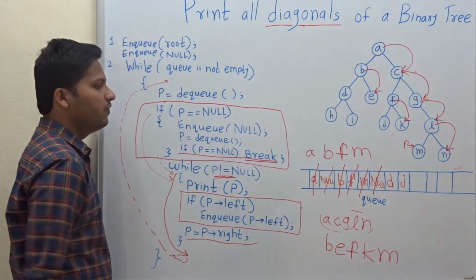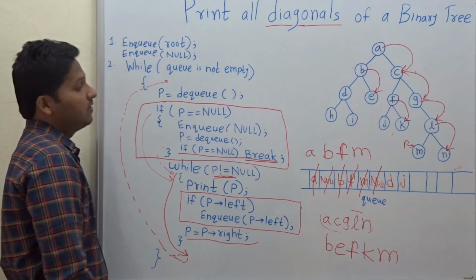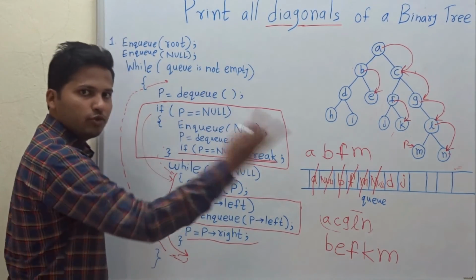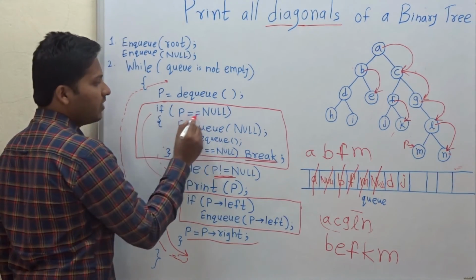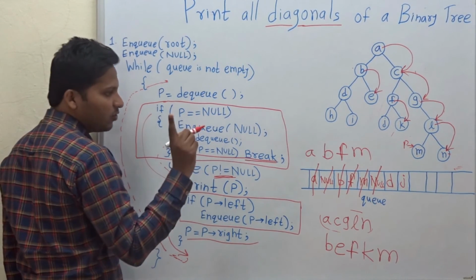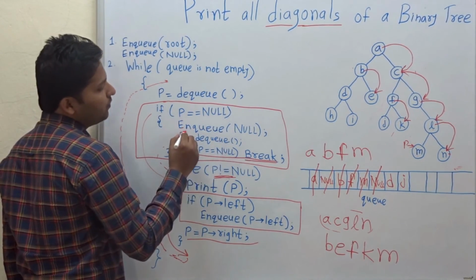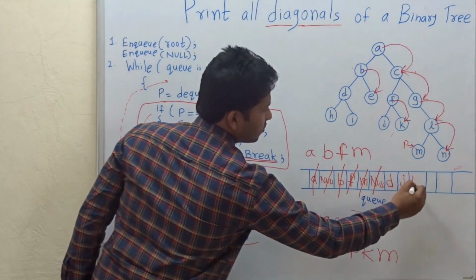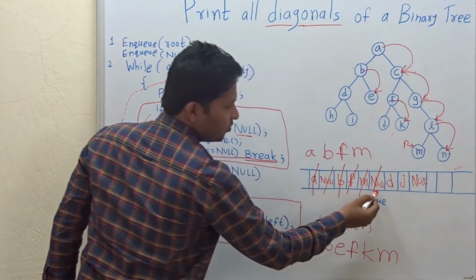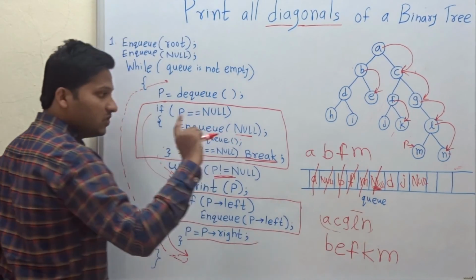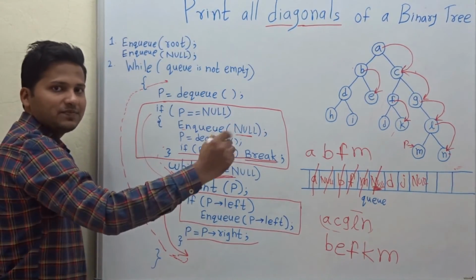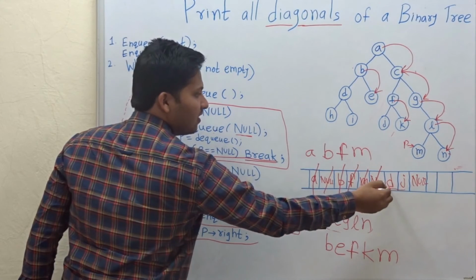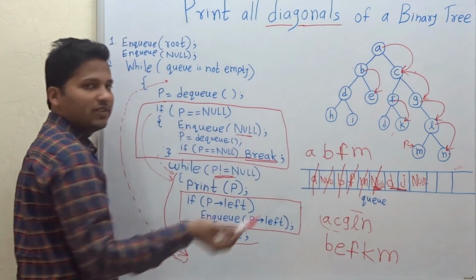So when we dequeue we get null, and when we get null we come to know that the diagonal is over and we move to the next diagonal. And while moving to the next diagonal we enqueue null, an extra null. So now you will understand why we enqueued this null. Okay, this is the tracing of the next diagonal. So this null will tell you that the diagonal of these nodes is over.